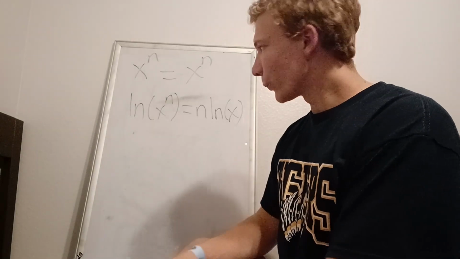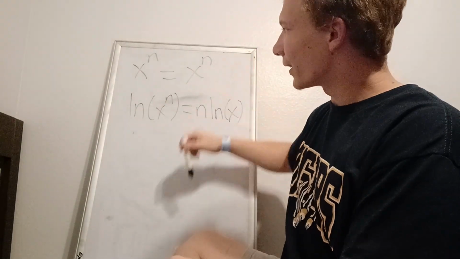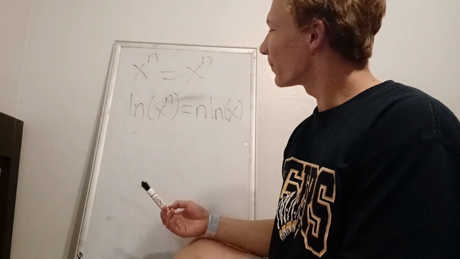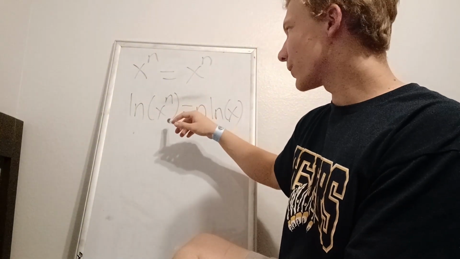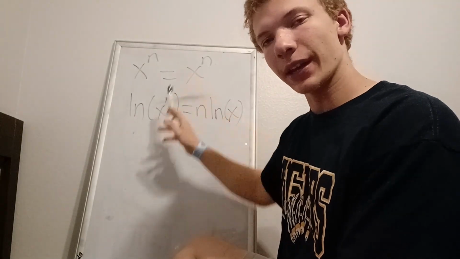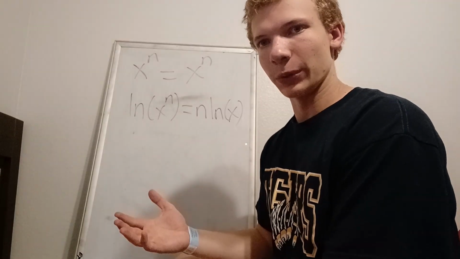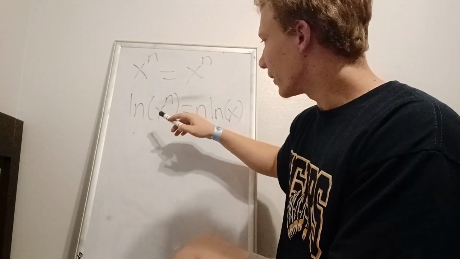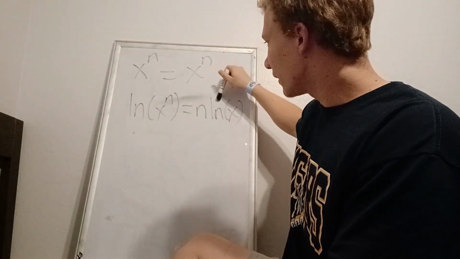To begin, we write x to the n equals x to the n. I think we can all agree that this makes sense. But the important part comes in taking the natural log of both sides. The natural log of x to the n, again, this is a logarithm rule, so I'm assuming you already knew this. You have the exponent n in the input, so you can take it out and have n natural log x.